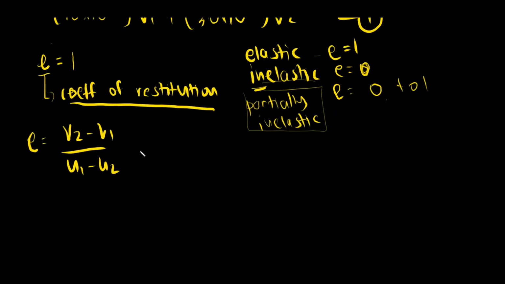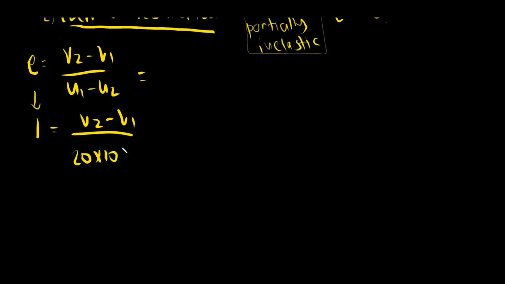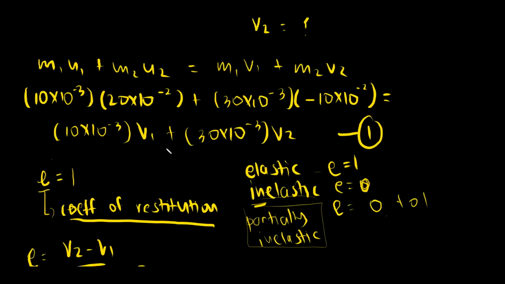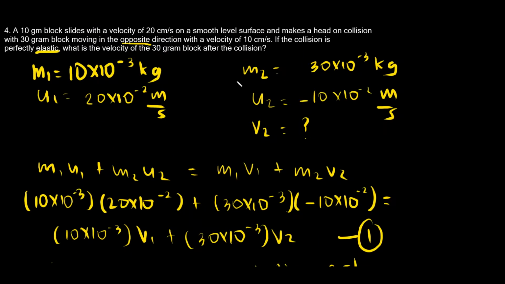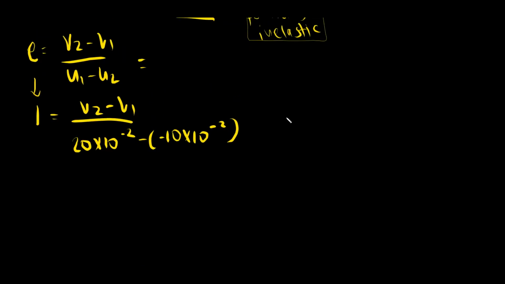So anyway, solving for the coefficient of restitution to solve the problem. Coefficient of restitution is 1, equal to V2 minus V1 over U1 minus U2. U1 is equal to 20, right? So 20 times 10 raised to negative 2 minus U2, which is negative 10 because it is the opposite direction. So that's negative 10 times 10 raised to negative 2. So you have 0.3 is equal to V2 minus V1. Rearranging the equation, you have V1 is equal to V2 minus 0.3.